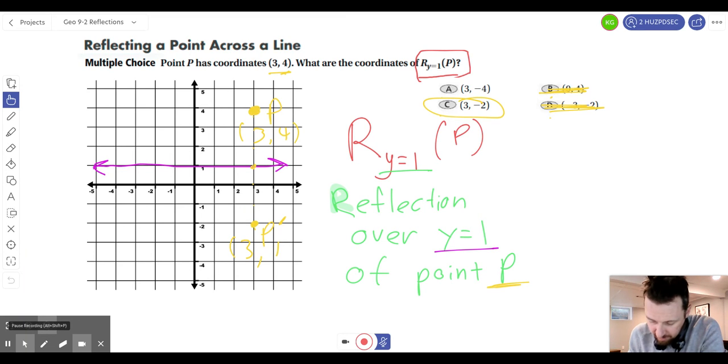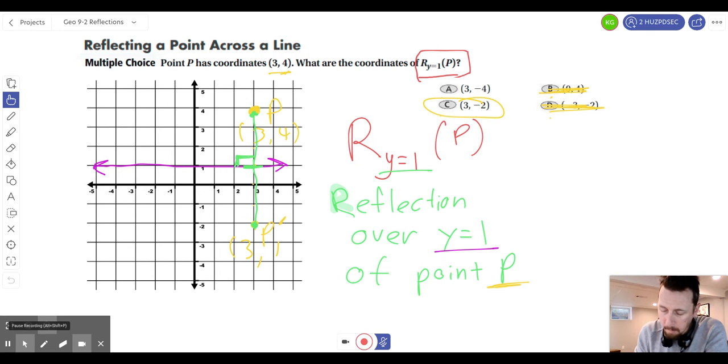If we draw the line between P and P prime, the line that we reflected over, we can see it's exactly in between P and P prime. So it is a bisector, and it is also always going to be true that if you connect a point to its image, you will form a right angle with your line of reflection.